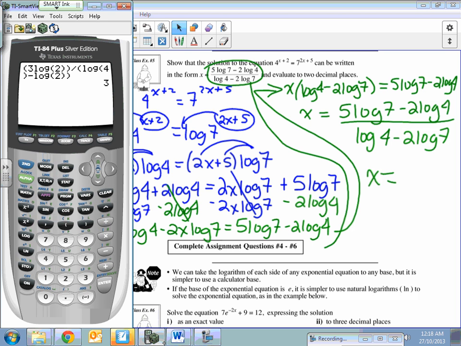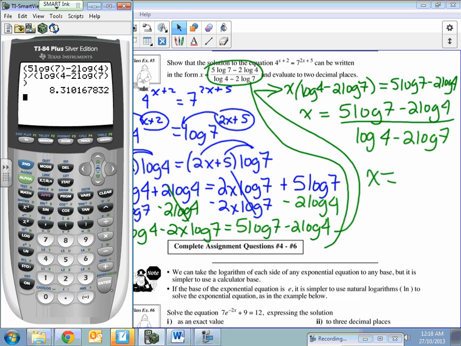Brackets are pretty big here, so make sure you put your numerator brackets, put your denominator brackets. So bracket 5 log 7, close that little bracket. Subtract 2 log 4. Close that bracket, and then close the numerator bracket. Divided by bracket log of 4 minus 2 log 7. Bracket, bracket. Enter. 2 decimal places, so it would be 8.31 is your answer.